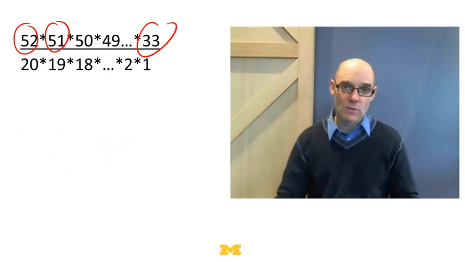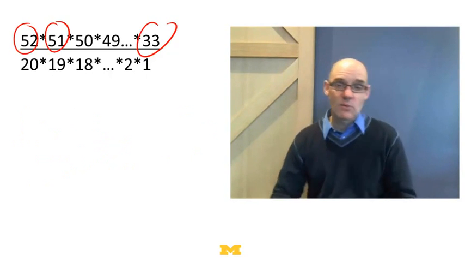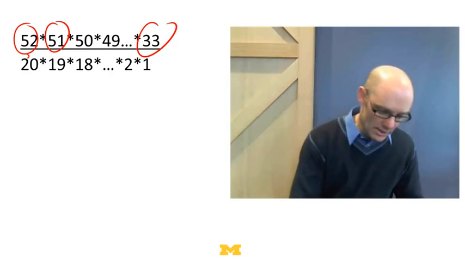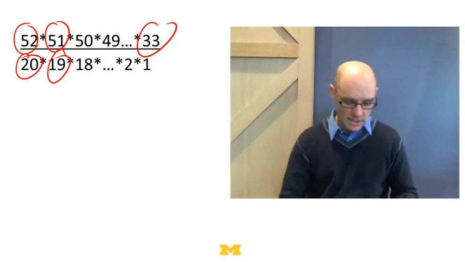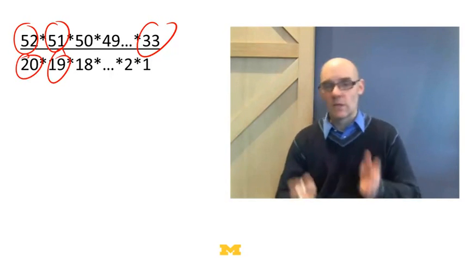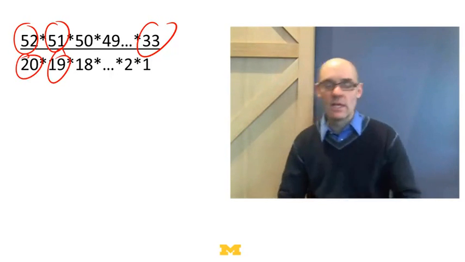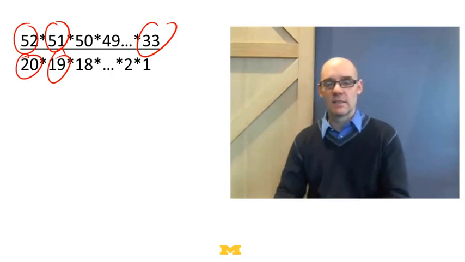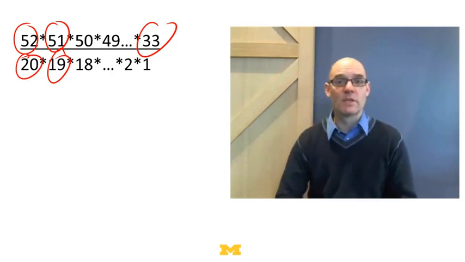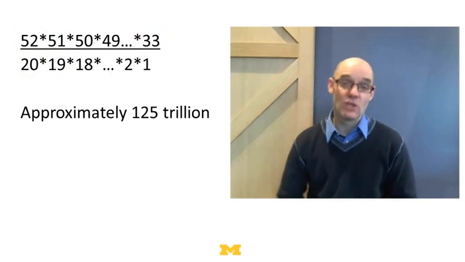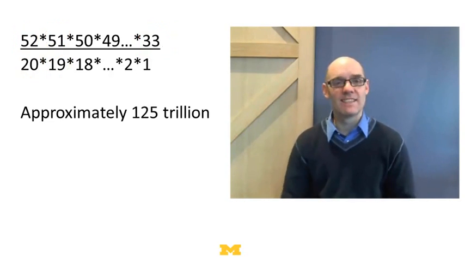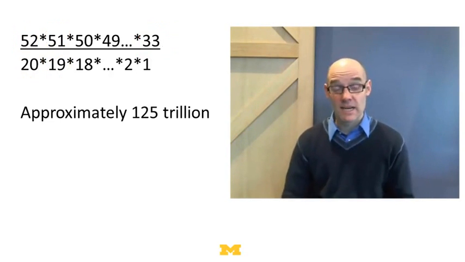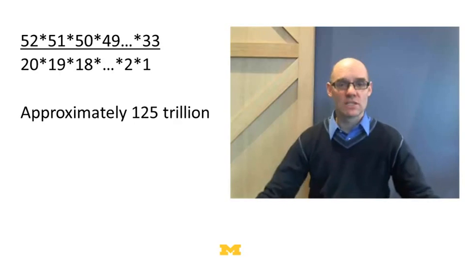But now that I've got those 20 cards, I could have picked those same 20 cards in lots of different orders. So any one of 20 could have been picked first, any one of 19 could have been picked second, and so on. So my answer is going to be 52 times 51 times 50, all the way down to times 33, divided by 20 times 19 times 18 and so on. That's going to be the number of ways to pick 20 cards from 52. Well, how big is that? Huge. It's 125 trillion. So when you think about combining technologies, combining heuristics, combining ideas, we get this huge explosion.